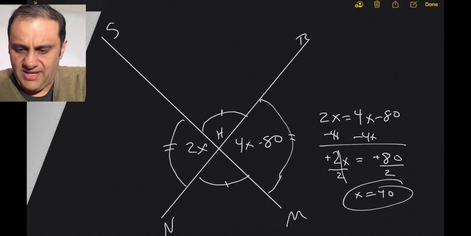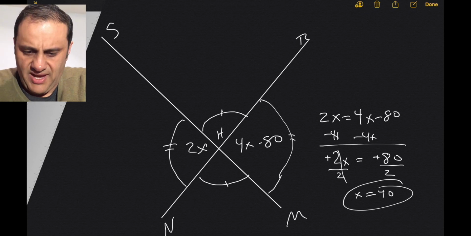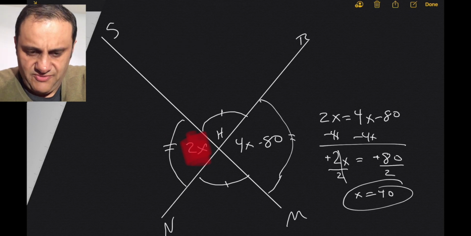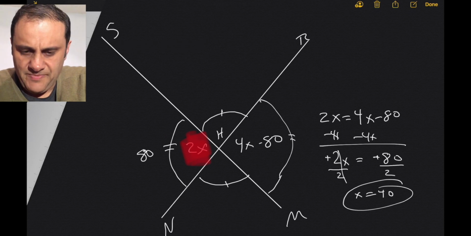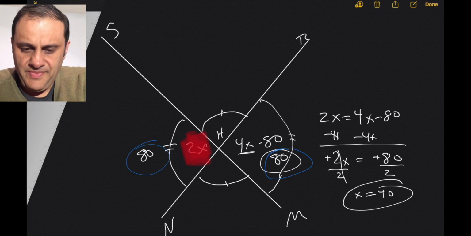Awesome. So if x equals 40, this angle here, let's go back to that angle. It's 2x. And if x equals 40, then this angle has to be 80, right? And then obviously the intersecting angle has to be 80. And we can solve, right? 4 times x is 40, so it would be 160 minus 80. So this angle, 160 minus 80 is 80 also, right? So both angles are 80.